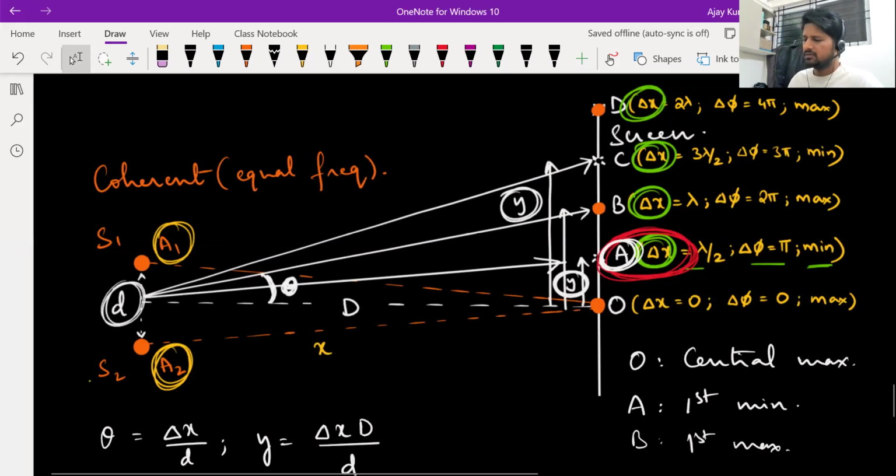At A, the path difference is lambda by 2, at B the path difference is lambda, at C the path difference is 3 lambda by 2, and at D the path difference is 2 lambda. You get the sequence like that.